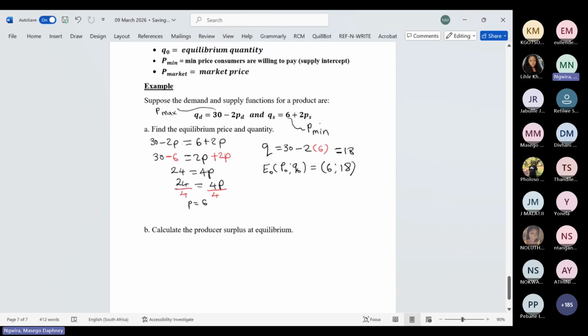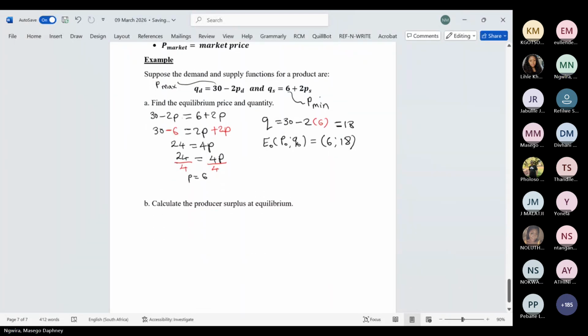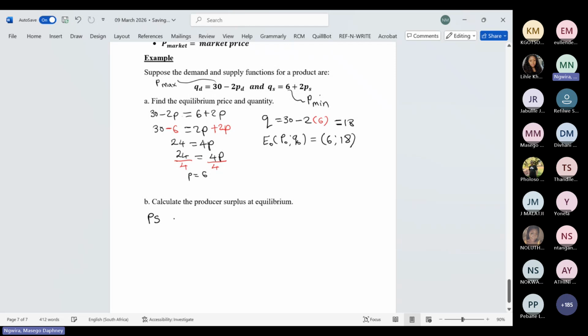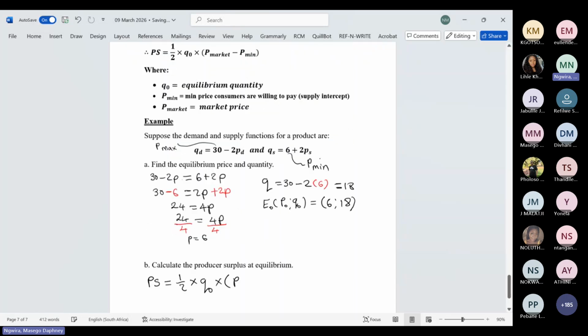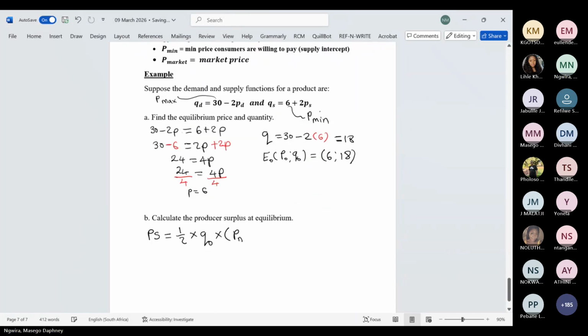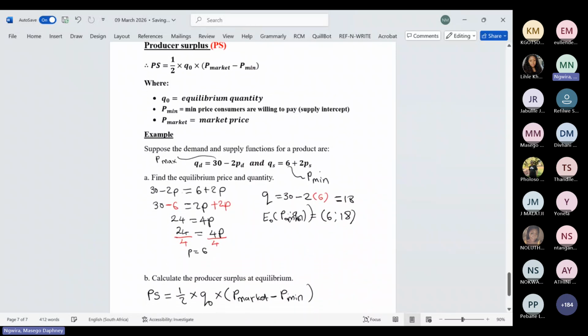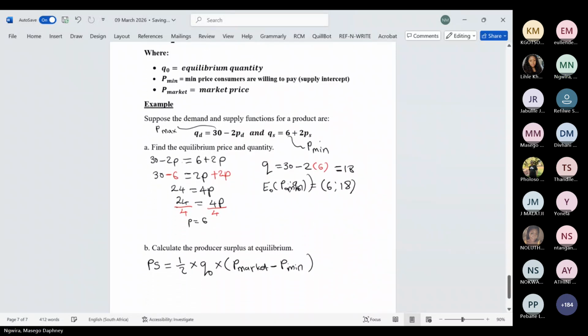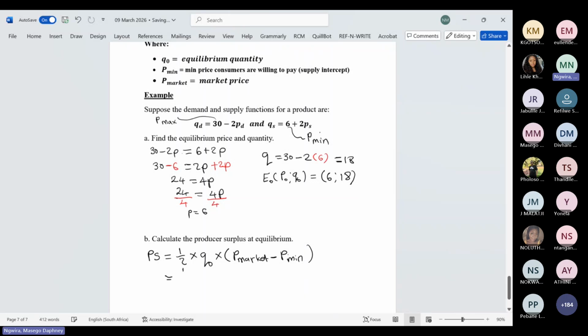And then now we do the PS. So the producer surplus is equal to half times Q naught times P, what is this P? P market price, minus P minimum. We're doing the producer now. Remember, this was the consumer and this one is the producer.